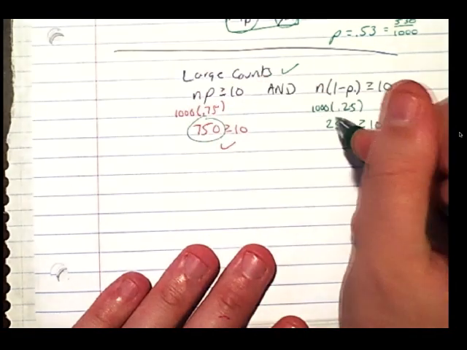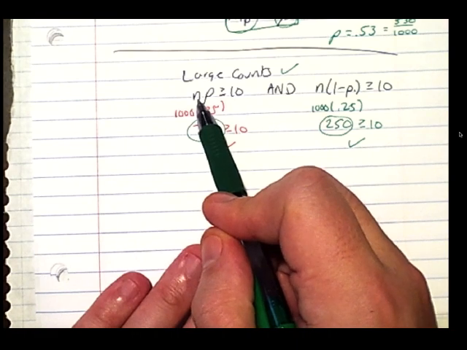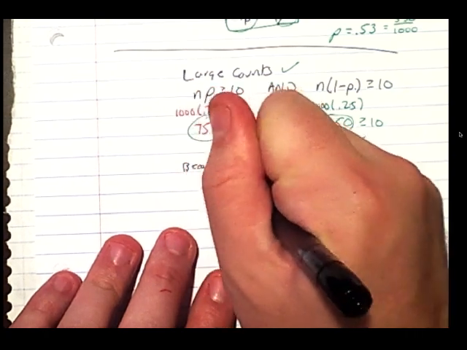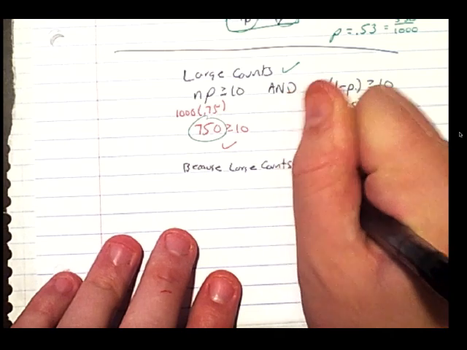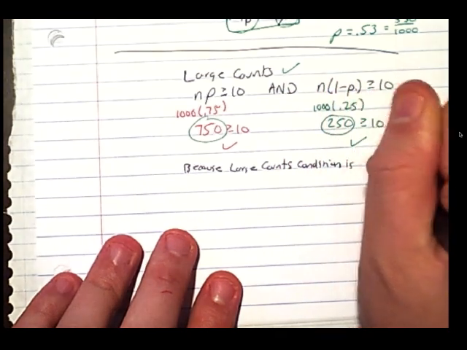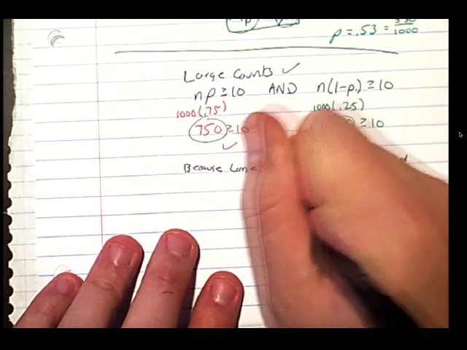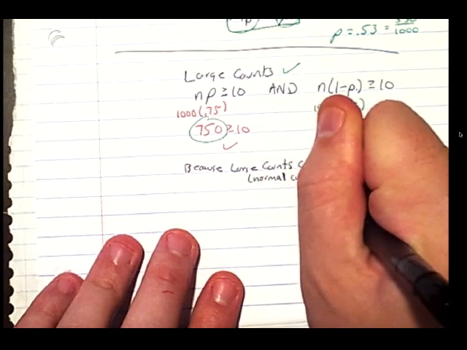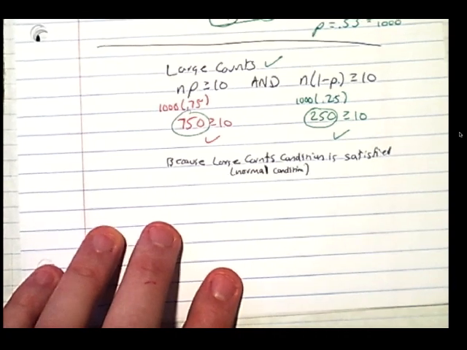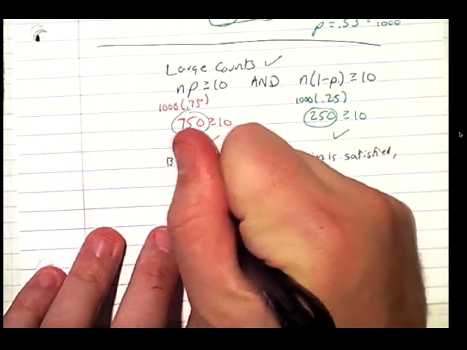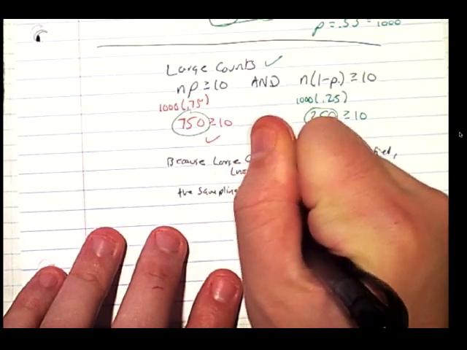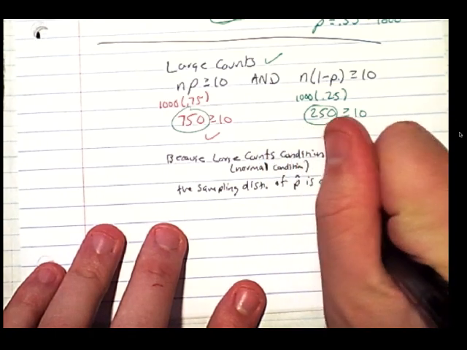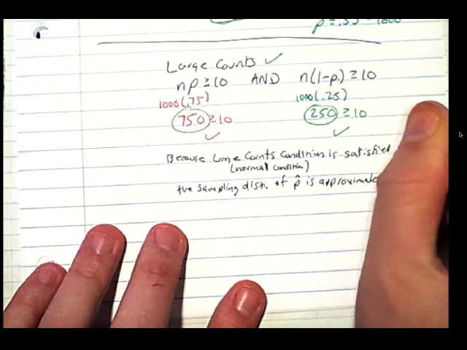Basically, these two numbers will add back up to n. They have to. So I would say, because the large counts condition is satisfied, and sometimes, guys, this large counts condition is called the normal condition. You'll see why in a second. Because the large counts condition is satisfied, the sampling distribution of p hat is approximately normal. It's important to use that word approximately.